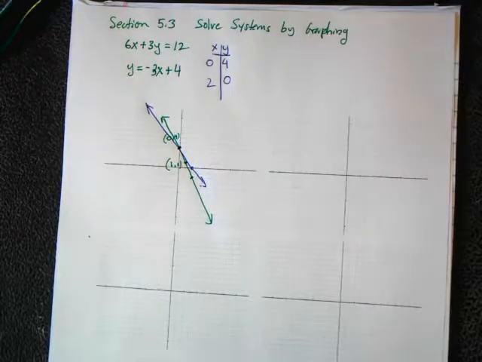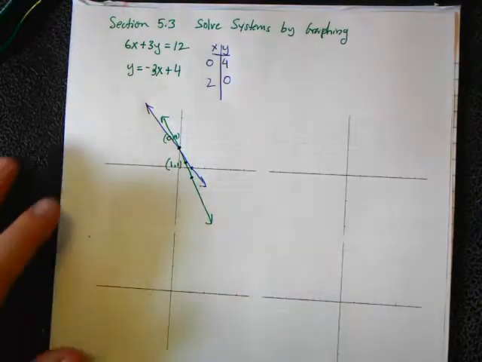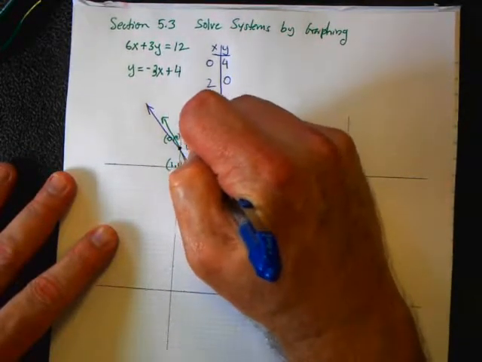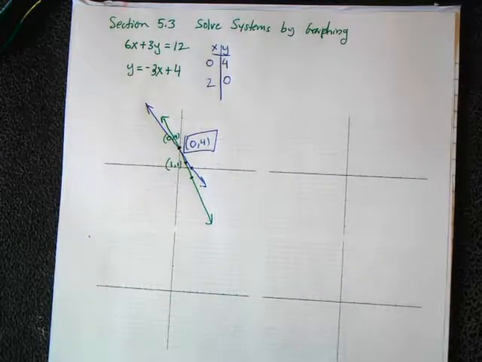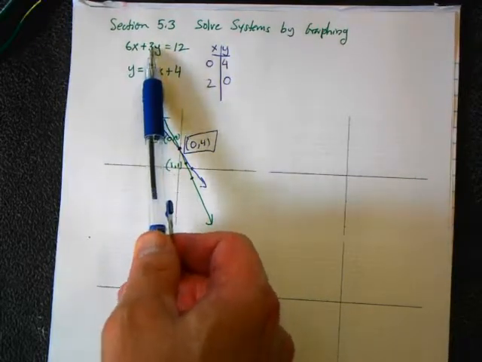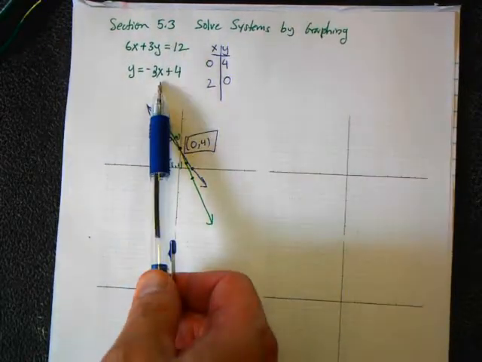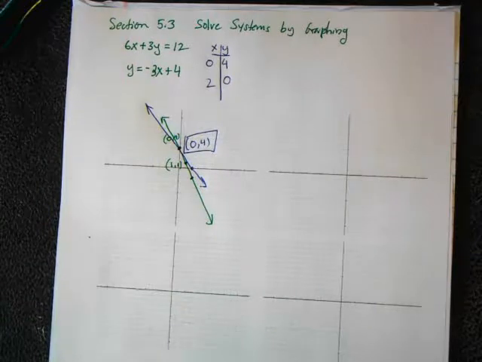Do those two lines cross? Yes. Where do they cross? They happen to cross at a real nice point, don't they? They happen to cross at 0, 4. So there's our answer. Those two lines cross at the point 0, 4. That is the solution to that system. And you could very easily check that when I plug in x equals 0 and y equals 4, I get 12. When I plug x equals 0, I get y equals 4. That's the right answer.